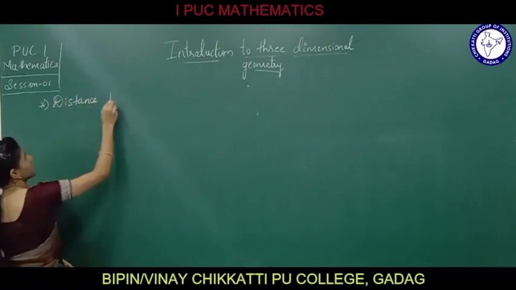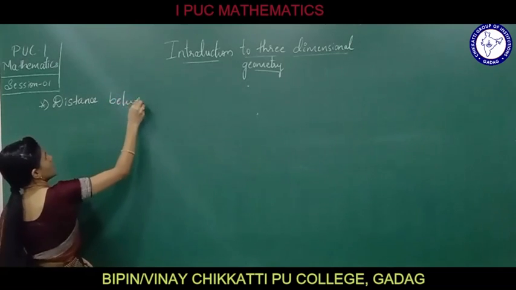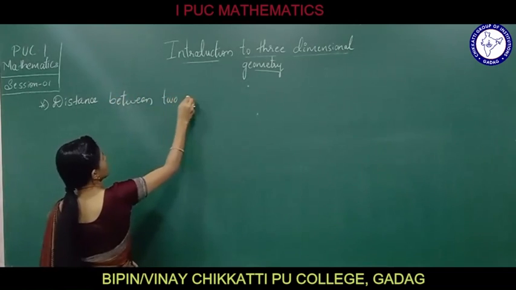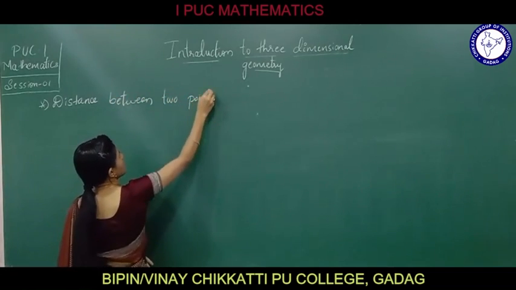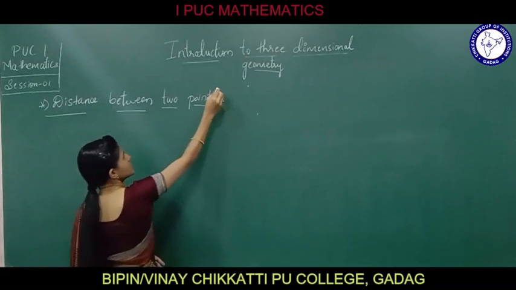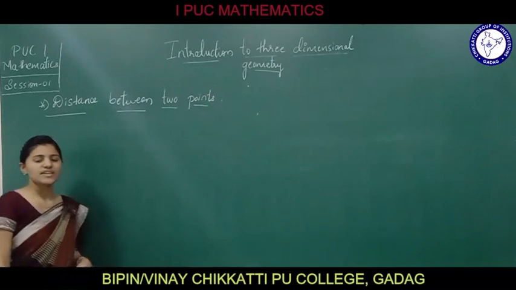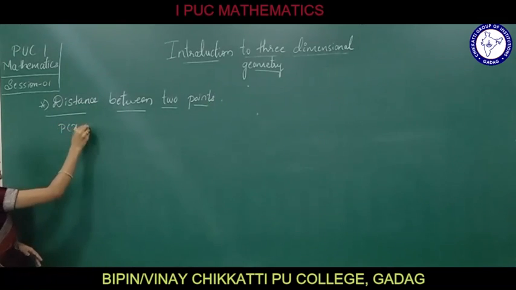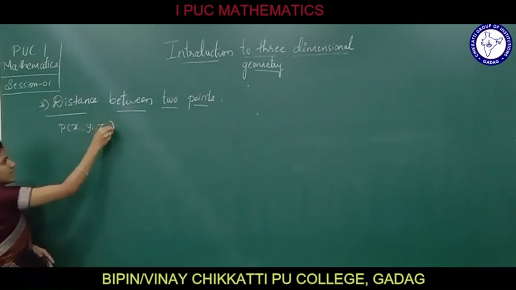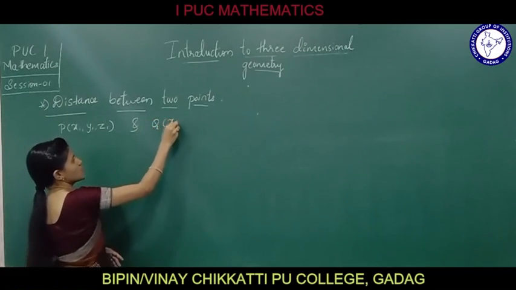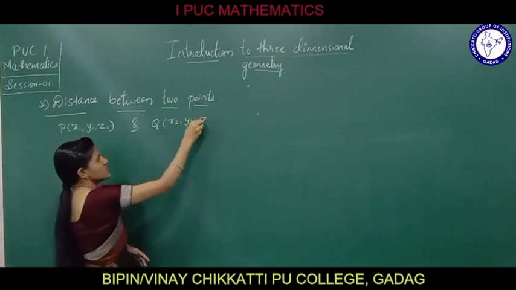Distance between two points. Okay, in this three-dimensional space, let us assume 2 points as P of x1, y1, z1 and the other point is Q of x2, y2, z2.